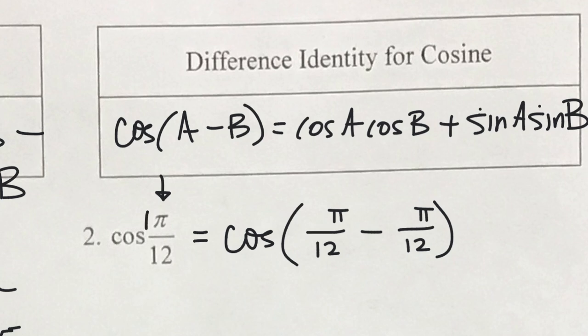If your answer is 1 pi over 12, then we want some amount of pi over 12s minus a different amount to give you 1. So give me two numbers that subtract to give you 1.